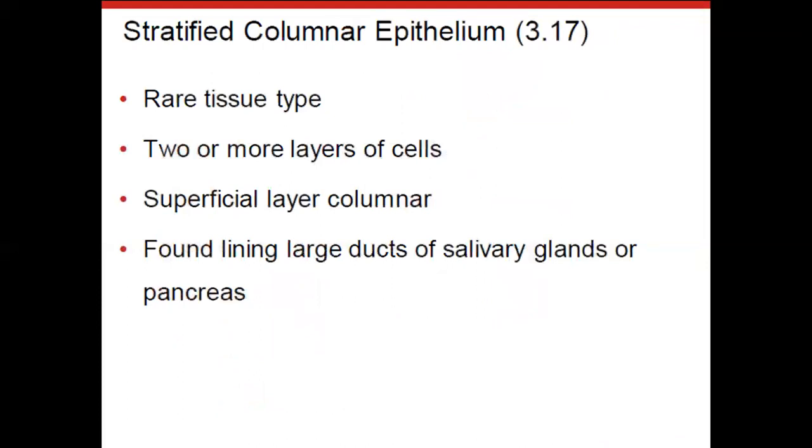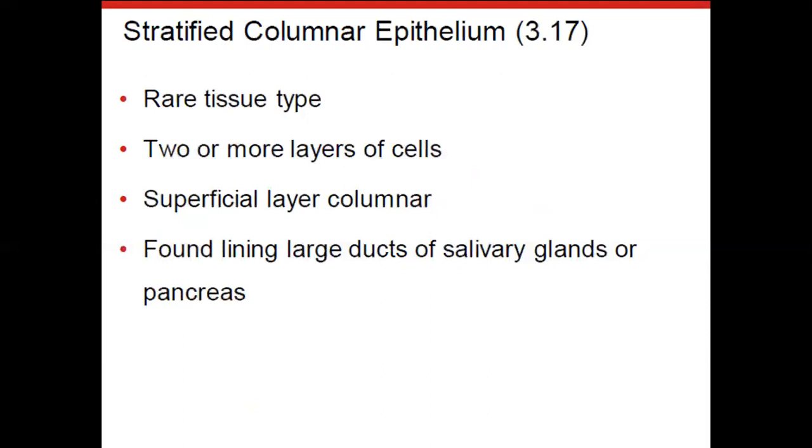The last type of epithelial tissue that we'll talk about is stratified columnar epithelium. And this is also very rare. Like stratified cuboidal, stratified columnar is pretty rare. It has two or more layers of cells. The superficial layer is columnar. The superficial layer is the layer that's closest to the free surface, the apical side, where there's nothing attached. Those cells tend to be the most representative of the columnar shape.